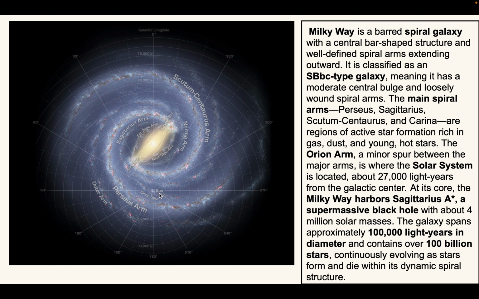You can also see in the figure that there are a few larger arms and a few minor arms, which get emitted from the major arms. The major arms are the Scutum Centaurus arm and the Sagittarius arm. Here is the long bar. There is the outer arm. So the main spiral arms are the Perseus arm, Sagittarius arm, Scutum Centaurus arm, and the Carina arm.